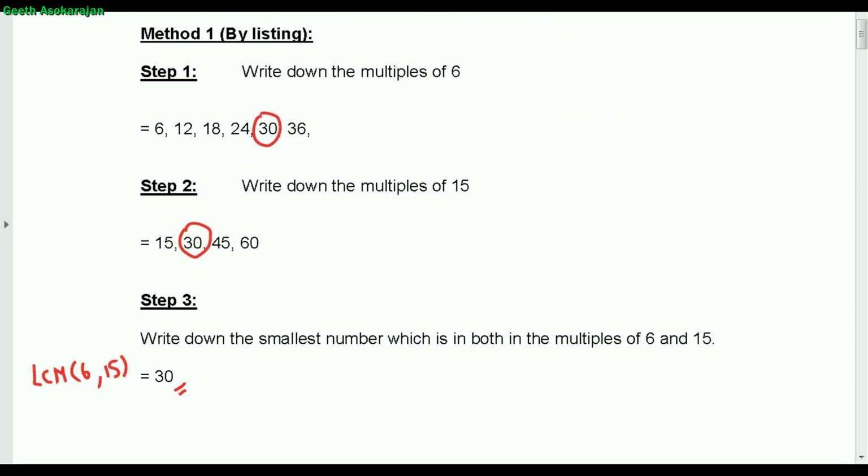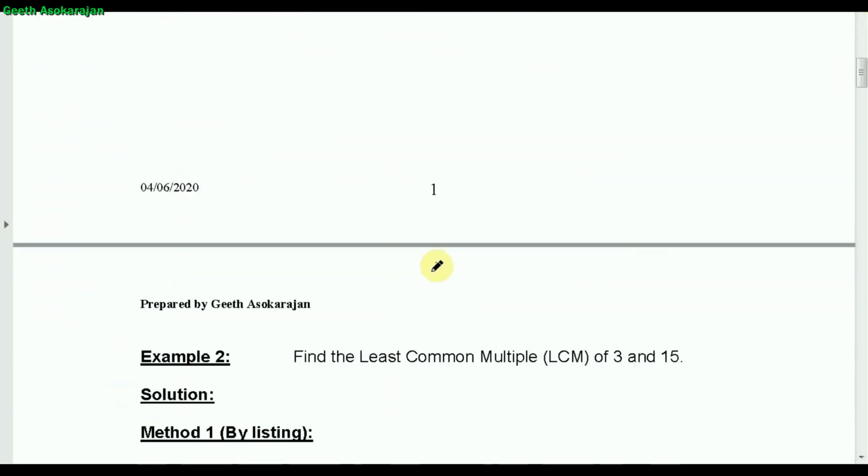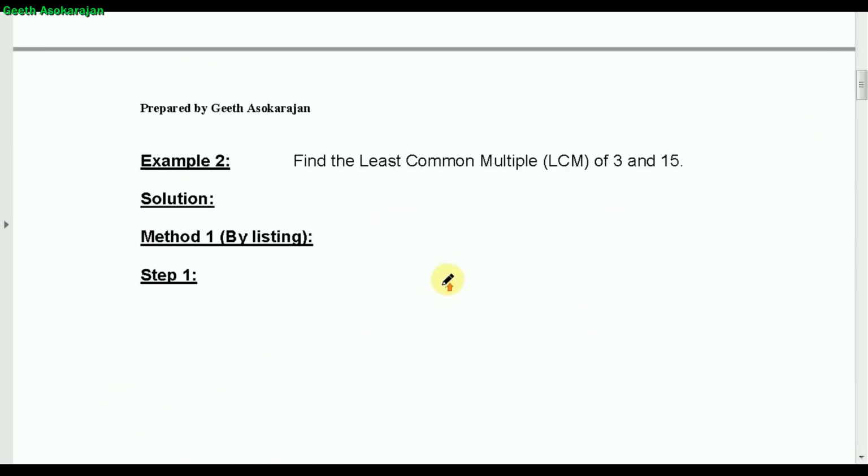Right, let's have a look at another example. So example 2, find the least common multiple, or LCM, of 3 and 15. So let's have a go at this one. So in step number 1, write down the multiples of 3. So multiples of 3. So let's go through the 3 times table.